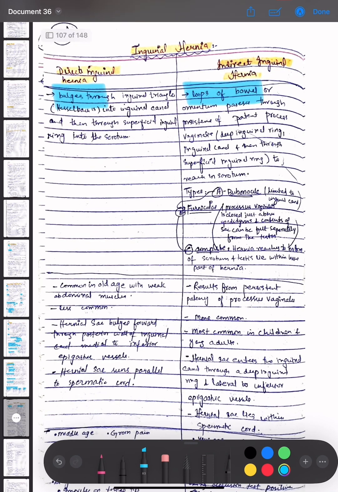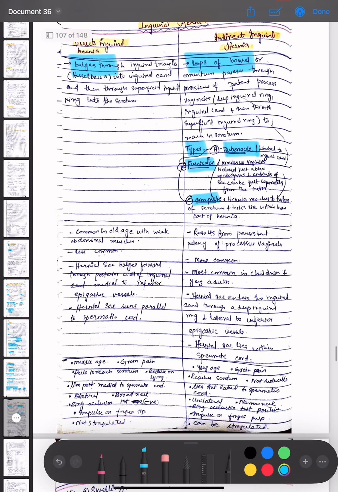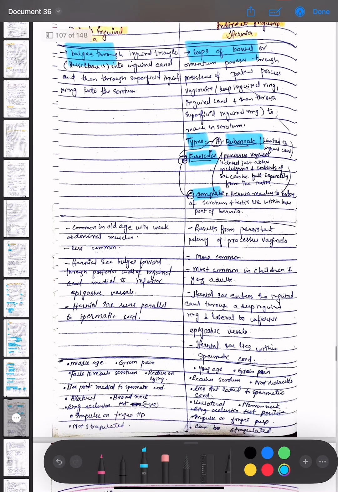The different types are bubonocele, funicular, and complete. The bubonocele is limited to the inguinal canal. In the funicular type, the processus vaginalis is closed just above the epididymis, and the contents of the sac can be felt separately from the testis. The complete indirect inguinal hernia reaches the bottom of the scrotum, and the testis lies within the lower part of the hernia.